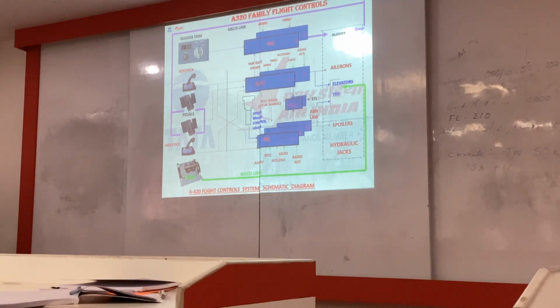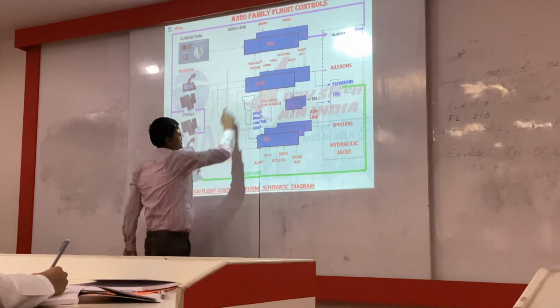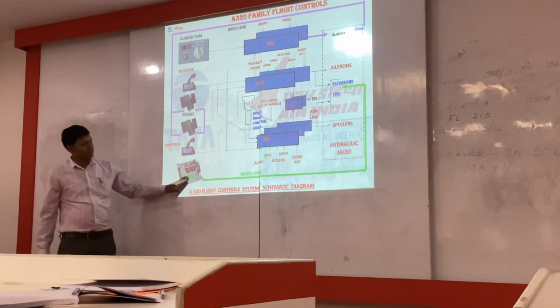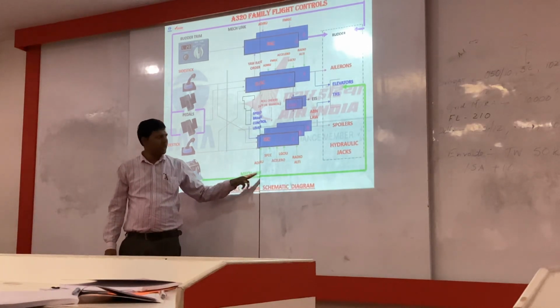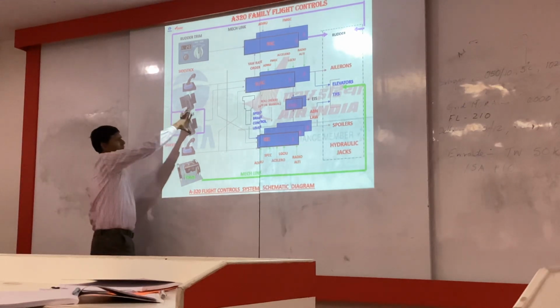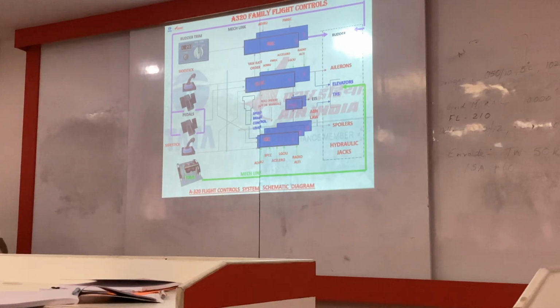Then the schematic diagram, if you see. Both side sticks are connected with the ELAC. The trim wheel has a direct mechanical link to the THS. Then there is the rudder pedal, which is connected to the ELAC, and there is a mechanical link directed to the rudder.